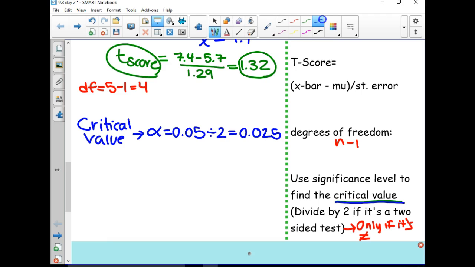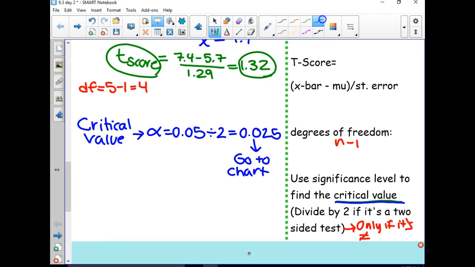We need to go to the chart now. Flip to your chart when you're ready. Some people are still writing, so I'll give you a second. You guys are doing a nice job. I know it's hard on a nice day.